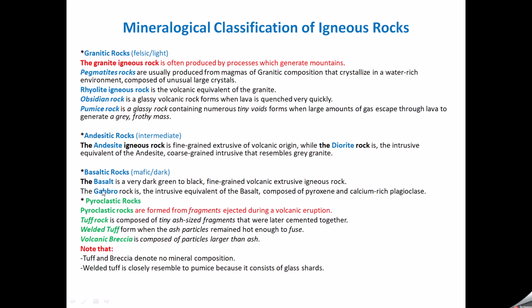Gabbro is the plutonic version of basalt. It is intrusive, which is plutonic. It is the plutonic equivalent of basalt, composed of pyroxene and calcium-rich plagioclase.